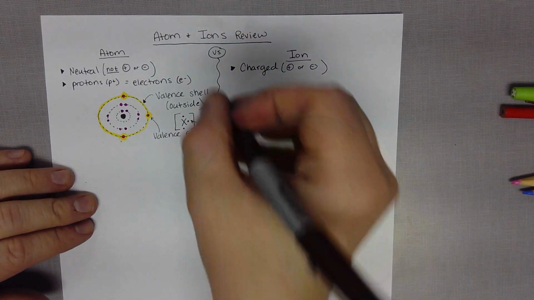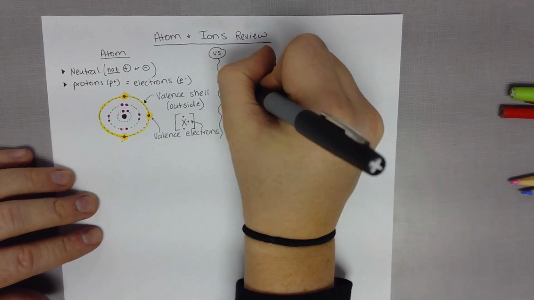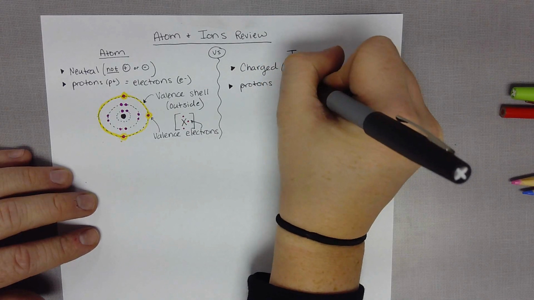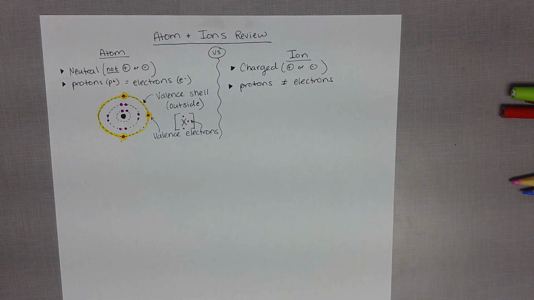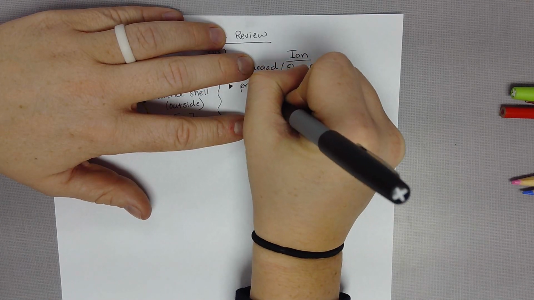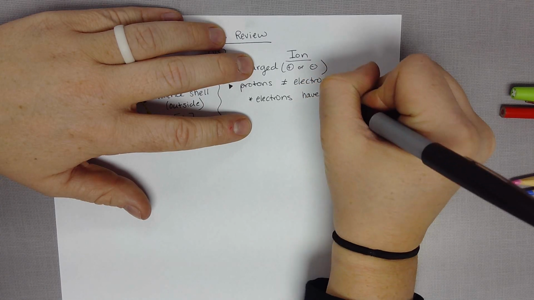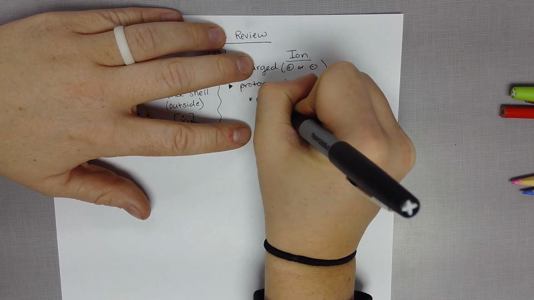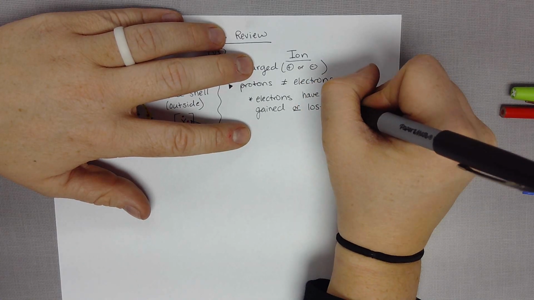Now, in an ion, everything is not balanced. Our protons are not equal to our electrons because our electron number has changed. Electrons have either been gained or lost in order to make 4 full shells.